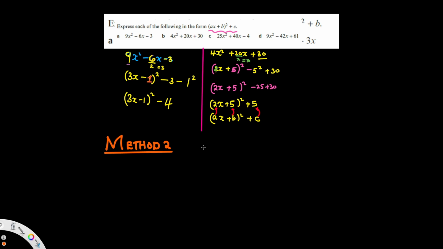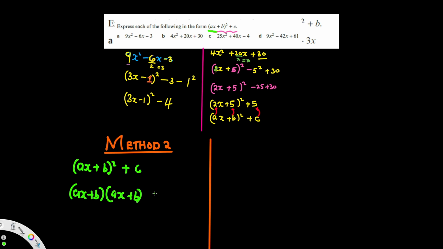So the alternative method is not going to involve completing the square method, but we're going to use kind of algebra. Now we're going to express whatever we have here. We're going to expand that. This is going to be what? We were given ax plus b squared plus c. We're going to expand this to be ax plus b. If we expand that, ax plus b, then plus c.